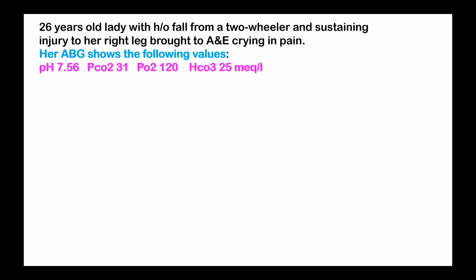Now, question 26 is an ABG question. A 26-year-old lady with a history of fall from a two-wheeler and injury to her right leg is brought to accident and emergency, crying in pain. ABG shows a pH of 7.56, PCO2 31, PO2 120, bicarb 25. What is your interpretation of the ABG?